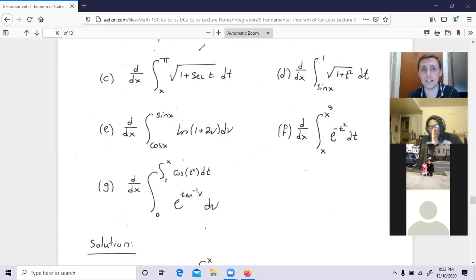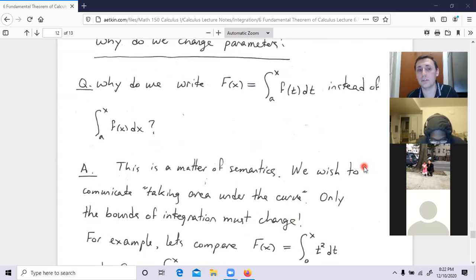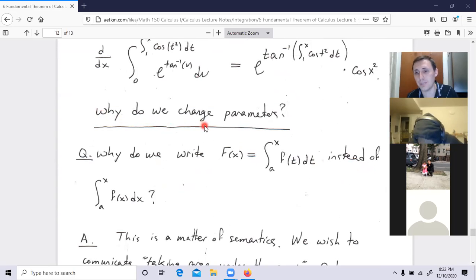I will leave you this, guys. You see, look how nice this is, right? Look at it. It's the integral of an integral, but I will leave it for you to think about, because I think you're tired. And one other thing about this, you see, I explained, Nassim, why do we change parameters? Why do I not just simply write integral from a to x, f of x dx? Why do I change it to some other letter?